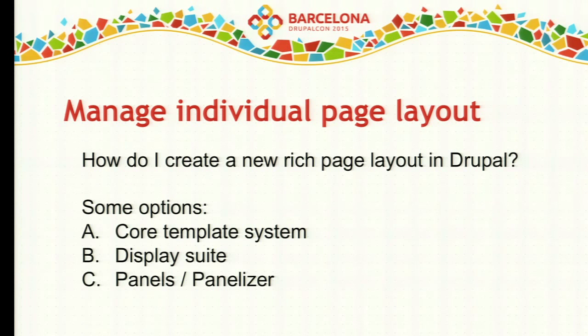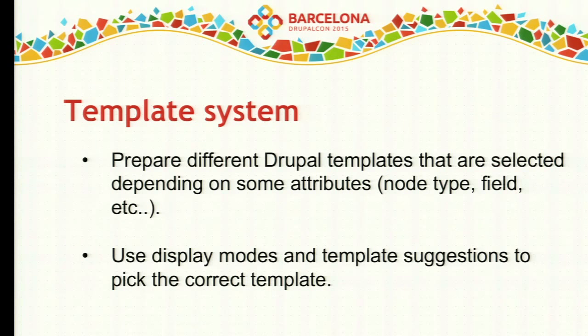Second one, you use something like Display Suite. So you have the same concept, you prepare different templates, but then you can just drag and drop the fields where you want, and you have control over the different view modes on those templates that you just created. The third option, which is getting more and more popular as well, is to use Panels and something like Panelizer to provide some default templates that you have on your content, but at the same time allow you to override when you want. So let's look at the three of them again.